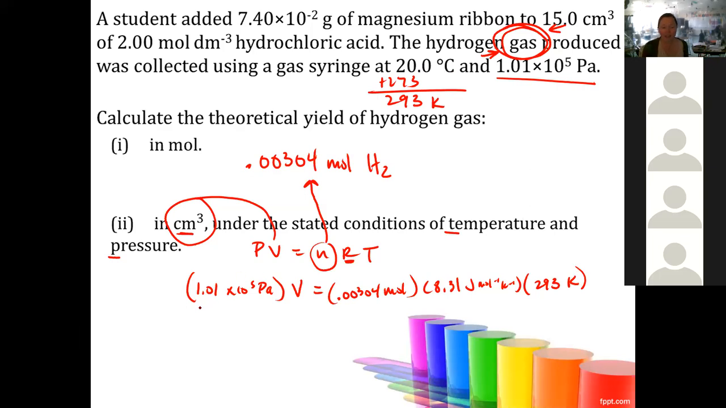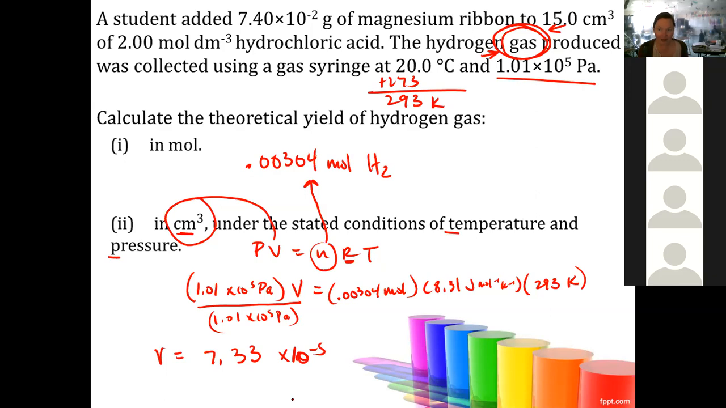So now we're going to divide both sides by that 1.01 times 10 to the 5 pascals, which is going to give us volume. So 0.00304 times 8.31 times 293 divided by 1.01 times 10 to the 5th power gives me a volume of 7.3, how many sig figs do I have? 3. 7.33 times 10 to the -5.